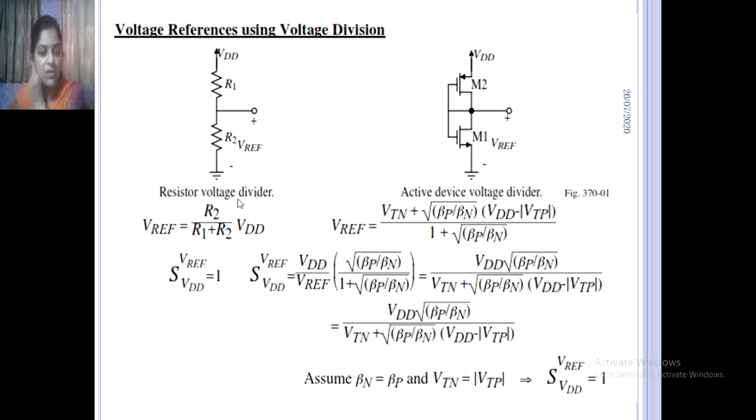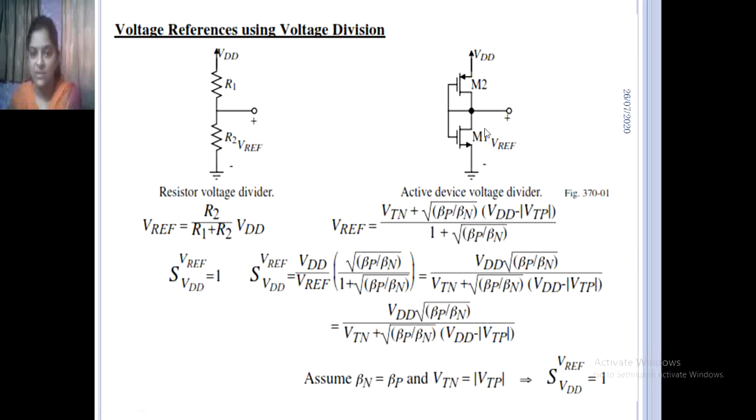So the resistor voltage divider is shown. Many times we are going to make this type of arrangement. R1 and R2 are the two resistances. VDD is applied, and due to the constant value resistors, here we can set the V reference, meaning whatever the voltage across R2, that is known as the V reference. So V reference is nothing but the voltage parallel to R1 and R2. So V reference is equal to R2 divided by the total resistance, times the supply voltage.